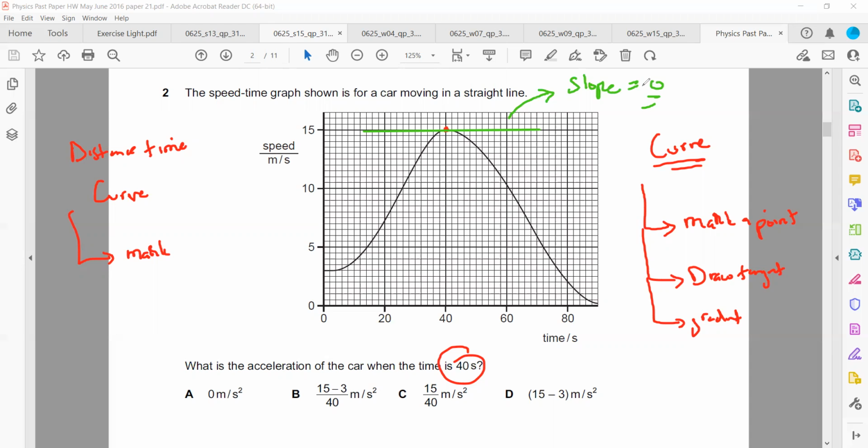So you don't even have to use a formula. If the line appears to be horizontal, it means the slope is 0. And the slope for a speed time graph represents acceleration. So what is the acceleration? The acceleration is 0. So A is the right answer. Is this question clear?